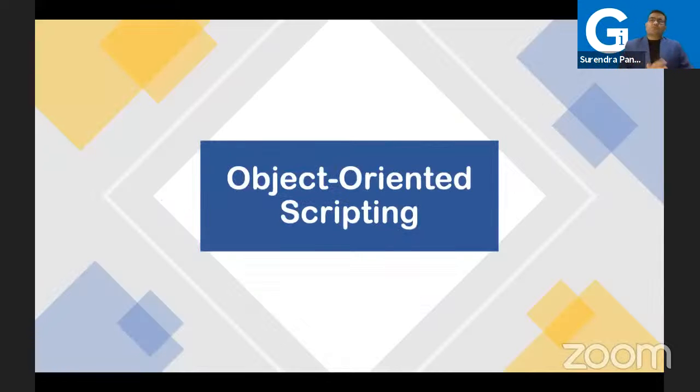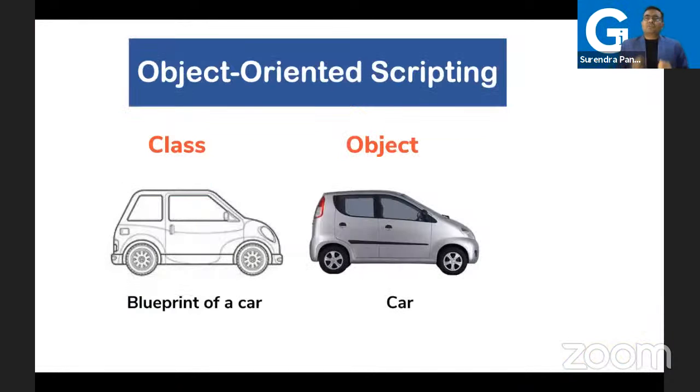The language is object-oriented. What does object-oriented mean here? Everything you will see in Python is an object. The question comes to our mind: what is an object? An object is something like a car. What you see is an object. Let's take the example of an Alto car, or any car which you see, that's the object. But what is a class then? A class is a blueprint of the object. Whatever blueprint you're seeing, that is the class.